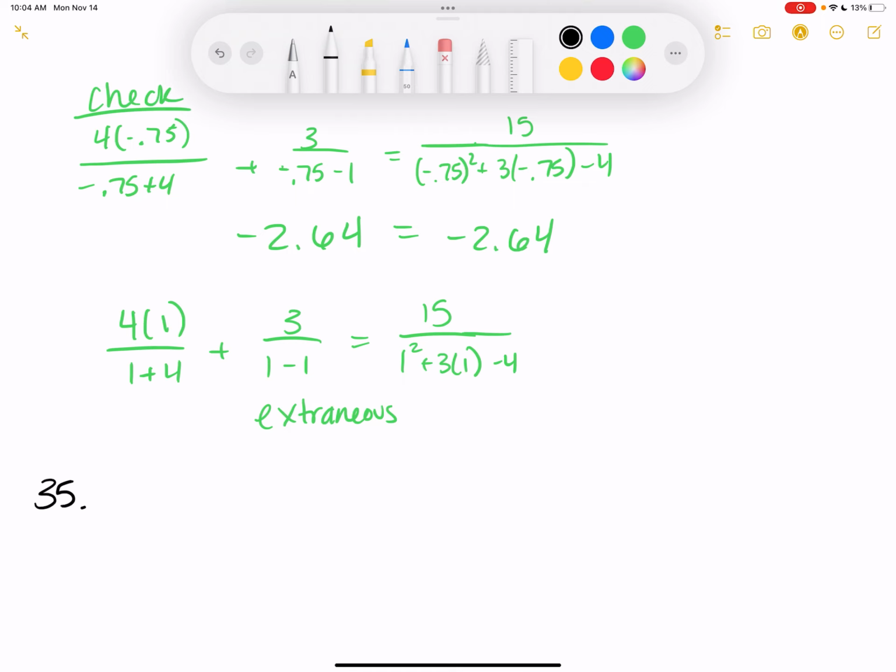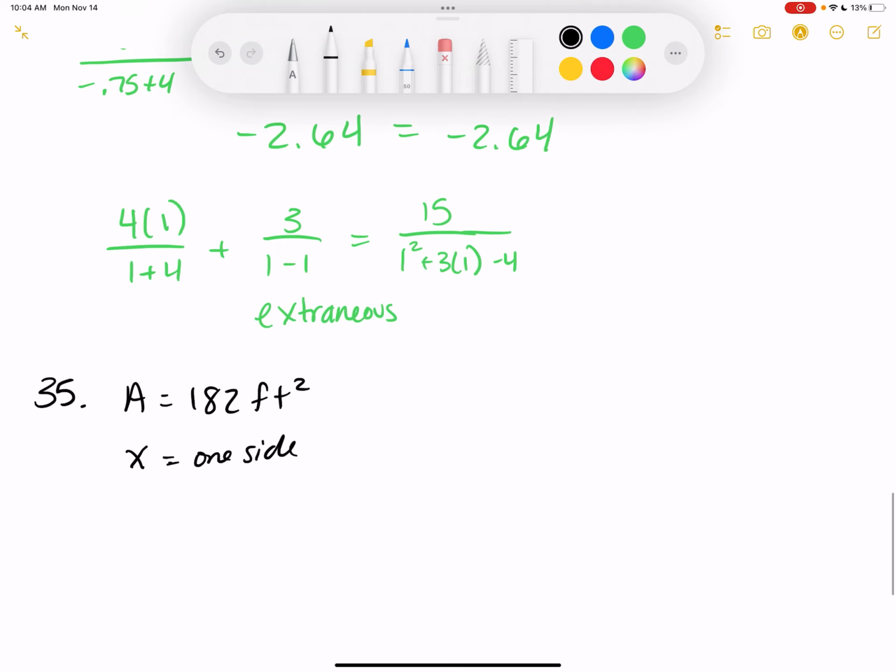Consider all rectangles with an area of 182 feet squared. Let x be the length of one side of such a rectangle. Express the perimeter as a function of x. We're not doing the second part of that problem. We are only doing this first part. This is part A of this problem.